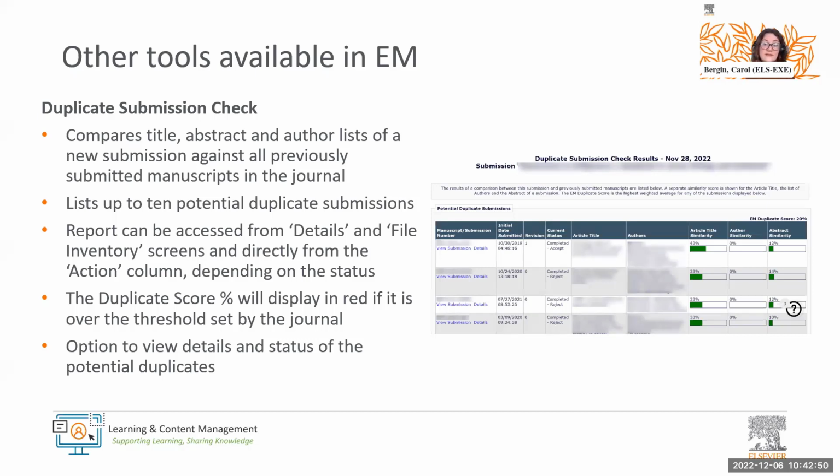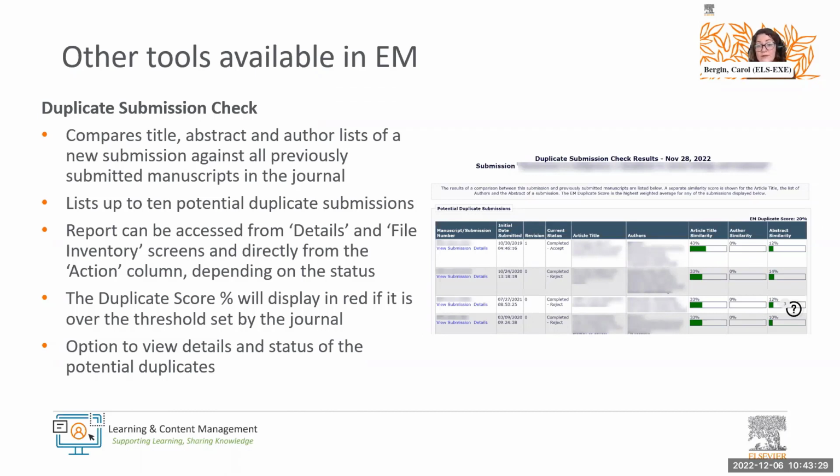So in contrast to the Authenticate report that we just looked at, this is not a comparison to published articles, but rather just to those previously submitted to this particular journal. This report can also be accessed from the details screen and the file inventory screen. And depending on the folder that you're in, you'll also find it directly from the action column as well. A duplicate score percentage is shown for each submission next to the link to the report. And this percentage will display in red if it's over the threshold that's been set up for your journal.